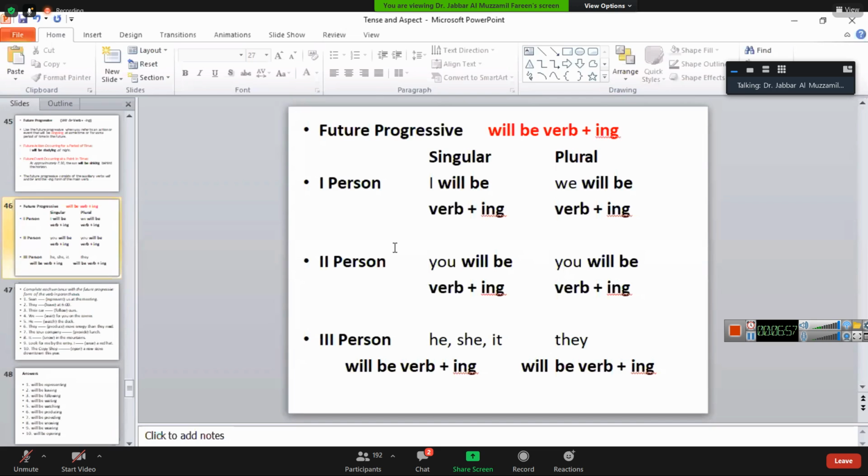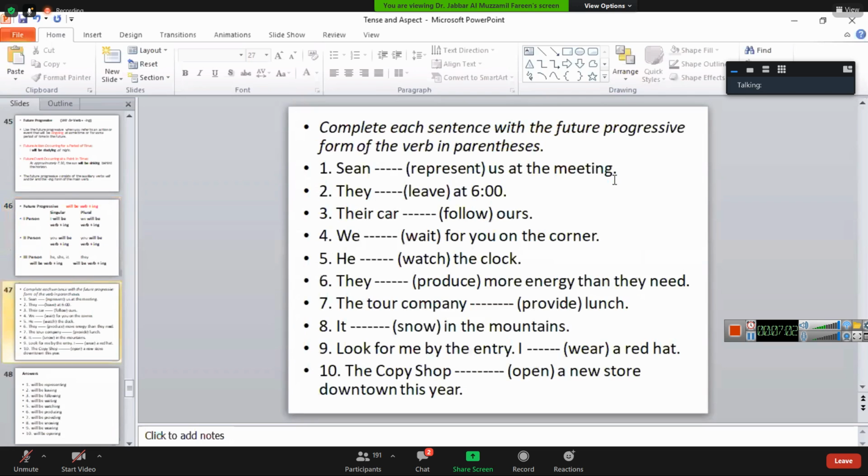Okay. So coming to the exercise: Seen does represent us at the meeting. Will be representing. They dash leave: they will be leaving. They will live. That's number 6. Their car: will be following. Car will be following.